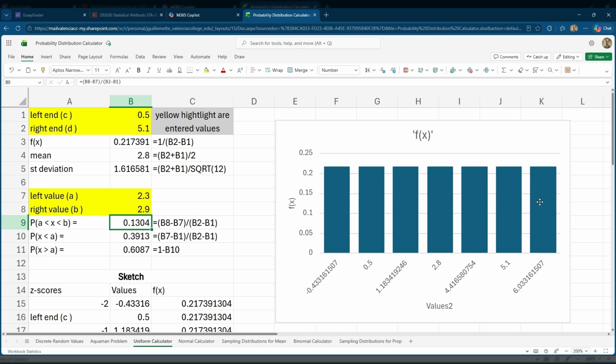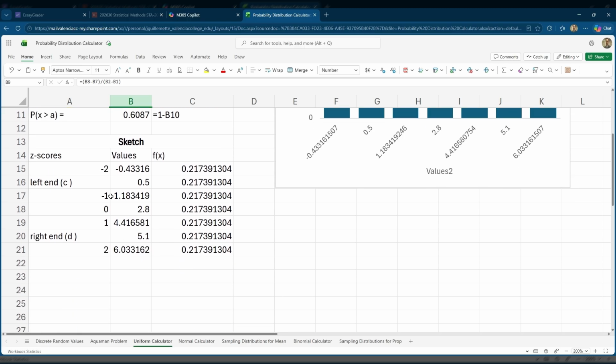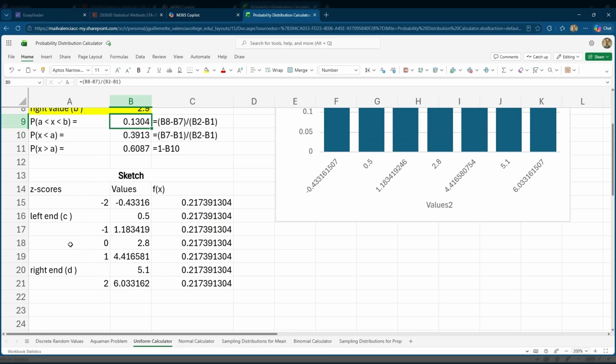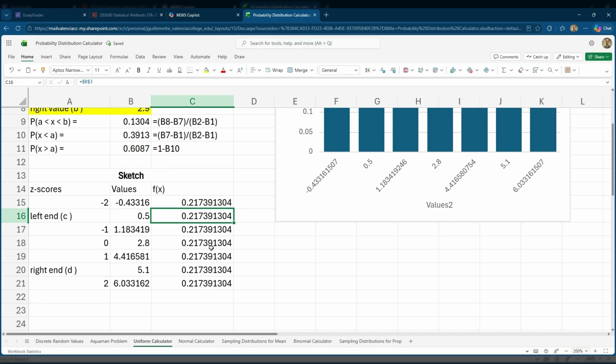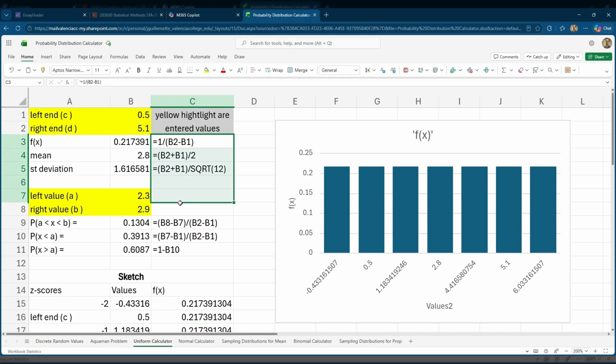This is the sketch of the graph. What I did was I went from 0 and then 2 standard deviations below and 2 standard deviations above. And then I kind of put those guys in to create the sketch. All right, so that's there to create the sketch. And then all of the formulas that I used in the uniform calculator are over here. I would love to see what you all come up with for your own calculators as you make it your own. But this is the calculator that I created for my uniform layout.